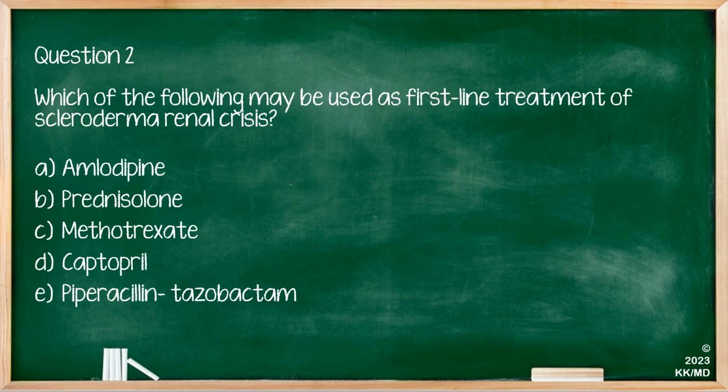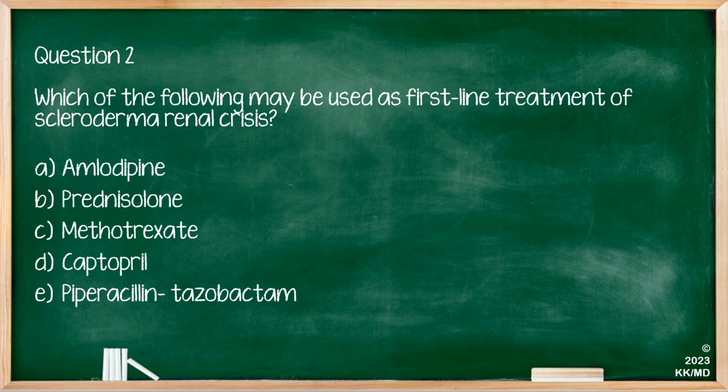Question 2, which of the following may be used as a first-line treatment in scleroderma renal crisis? A, amlodipine, B, prednisolone, C, methotrexate, D, captopril, E, piperacillin tazobactam. So this question is trying to get you to think about one of the most important, both clinically and academically encountered questions, and that is the management of scleroderma renal crisis.